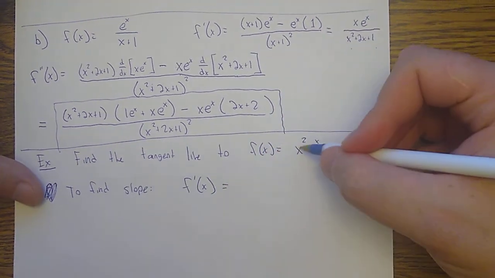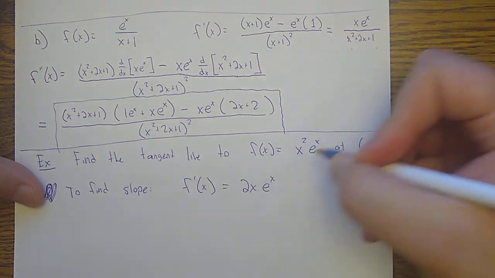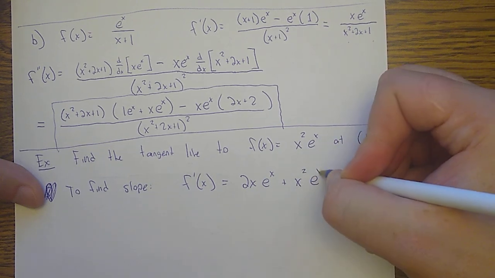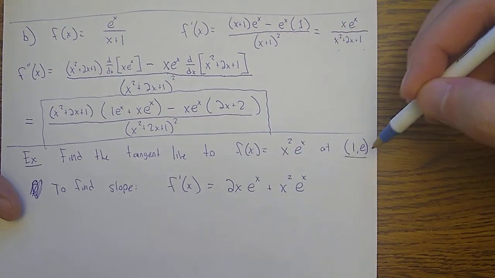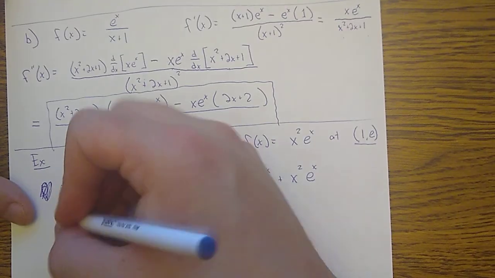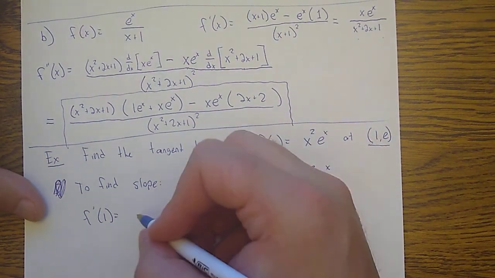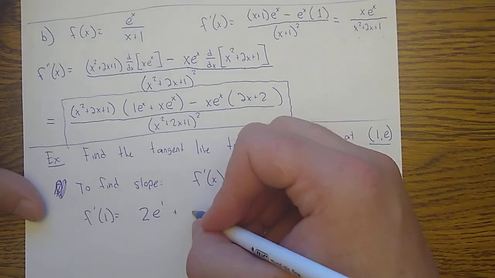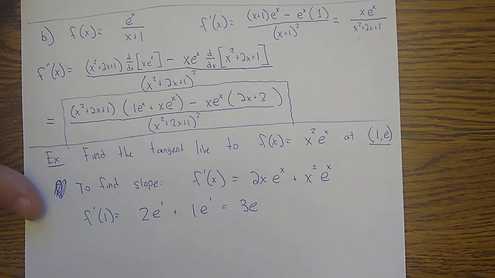So f prime of x is, okay, product rule, so I do the derivative of this. This is 2x. I leave e to the x alone, and then I'm going to have another part where I leave this alone, and I do the derivative of e to the x, which is just e to the x. Specifically, I want the tangent line at this point, so I'm going to take this x coordinate and put it in. F prime of 1 would be 2e to the 1 plus 1e to the 1, so 3e.